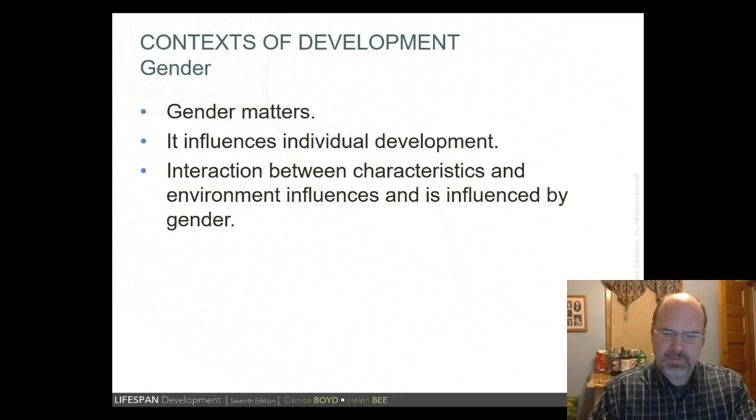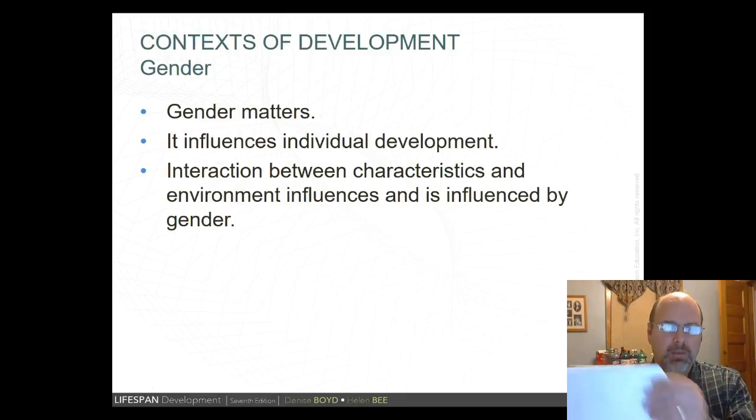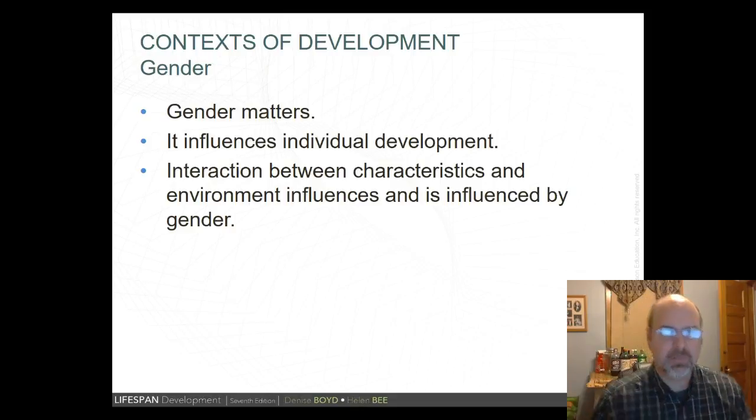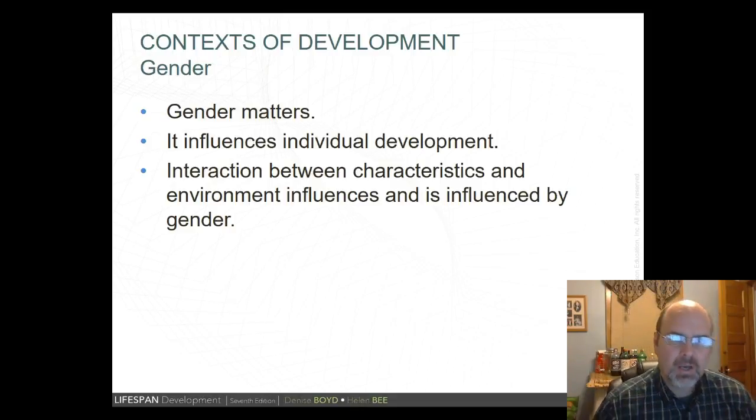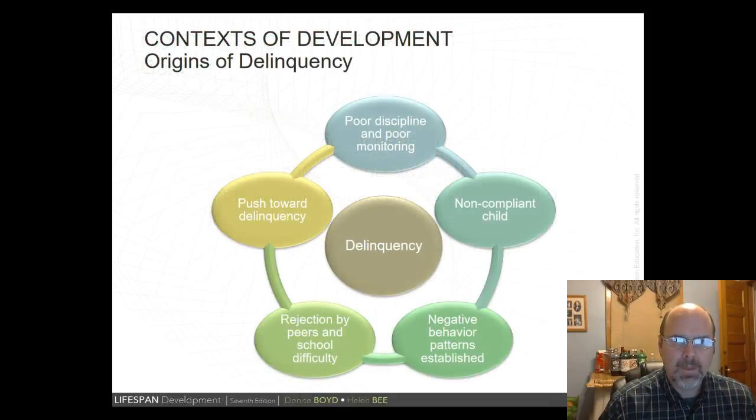Gender can make a difference in the context when it comes to when you consider sexism or harassment. It also influences individual development and the interaction between characteristics and environmental influences, and is influenced by gender. These are some characteristics or factors in context of development that lead to delinquency.